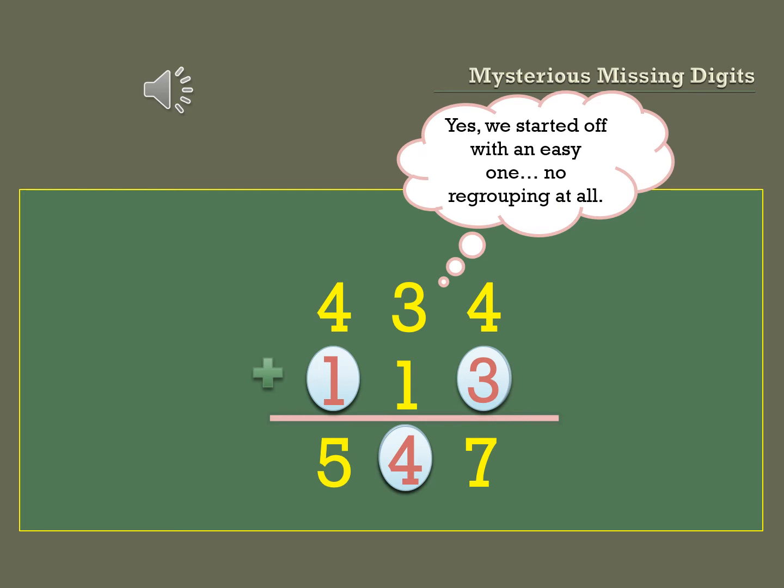So let's see how you did with this easy one. Remember, this one had no regrouping at all. So you had to look at 4 and your answer was 7. You need to add 3 to 4 to get 7 in the ones place. 3 tens and 1 ten is 4 tens. And then we knew that there were 5 hundreds and we had 4. So the missing digit was a 1. So how'd you do? Let's try another one.